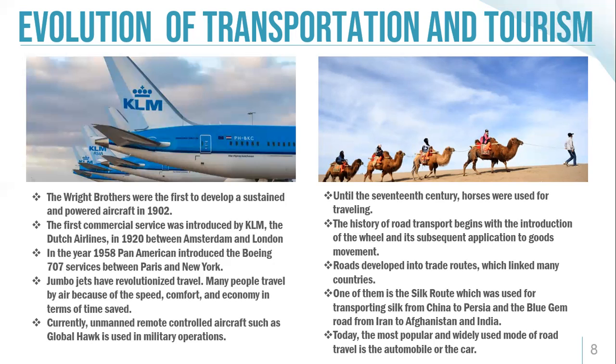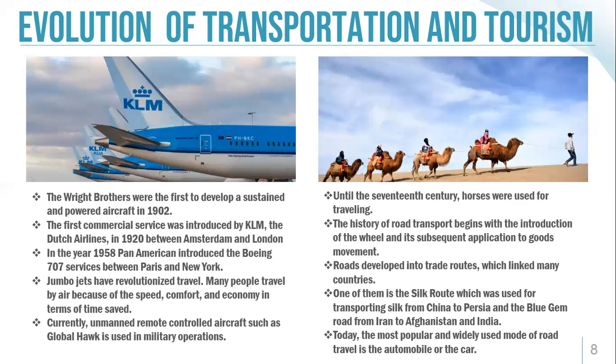A jumbo jet is a bigger airplane than the Boeing 707. Many people can travel by air because of the speed, comfort, and economy. It's bigger, faster, and also more comfortable.